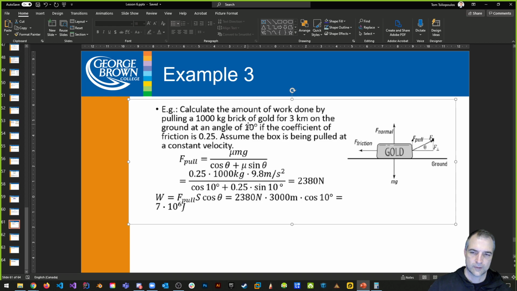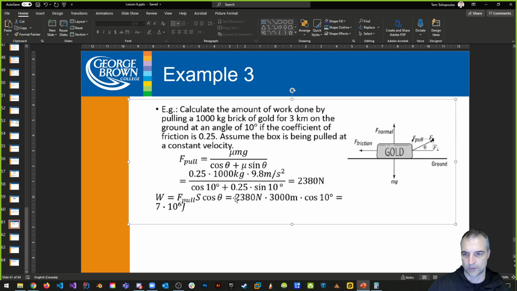Well, let's think about what we've been given. The amount of work done by a 1,000 kilogram block. We have the 1,000 kilograms, that's m. We've been given 0.25 as the coefficient of friction, sorry. And we've been given g, 9.8 meters per second squared. So we can take this top part, no problem. But then we said it's going to be moving over 3 kilometers. That's the displacement, 3 kilometers, 3,000 meters.